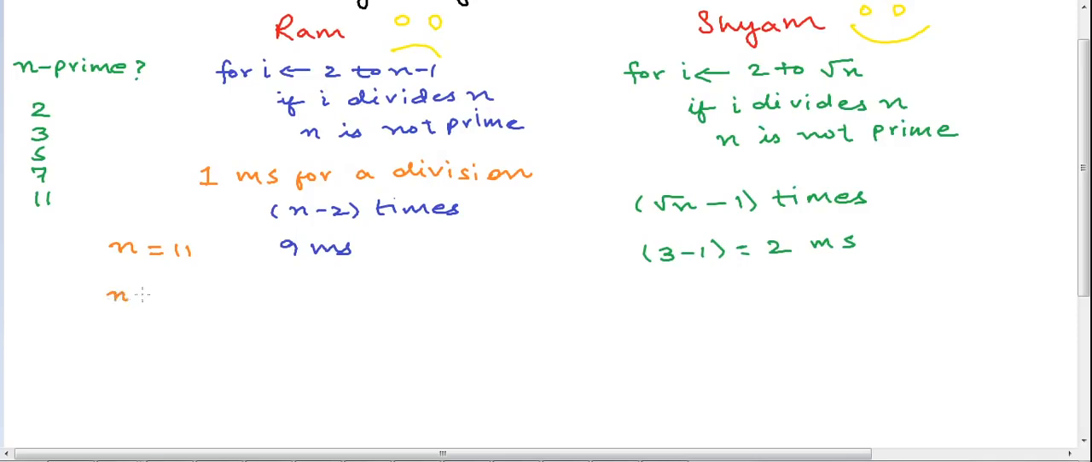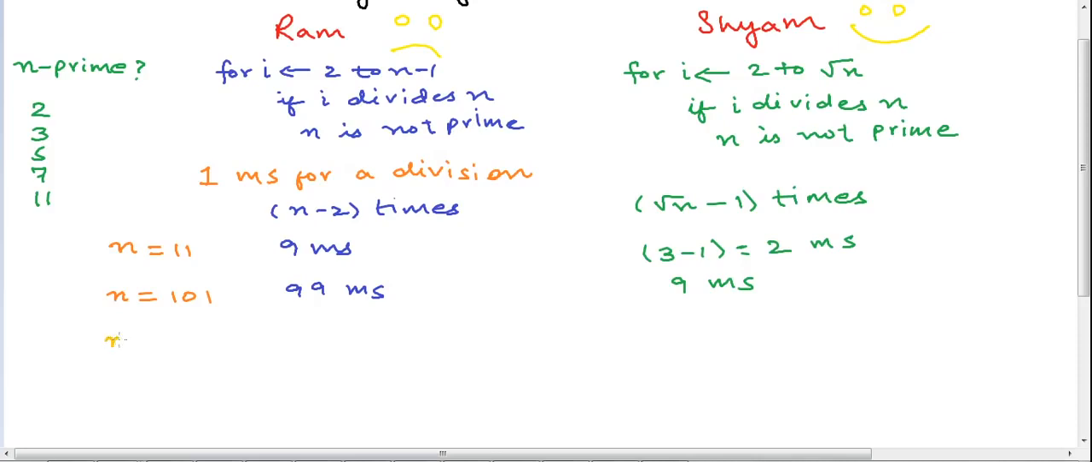Let's pick up a higher value. For n is equal to 101, and that is a prime as well. Ram will take 99 milliseconds. Shyam, however, will take square root of 101 is 10 point something, so Shyam will take 10 minus 1 or 9 milliseconds. This is still less than 1 second, and Mr. Computer won't give you much of a hint of the actual runtime for such small value or duration.